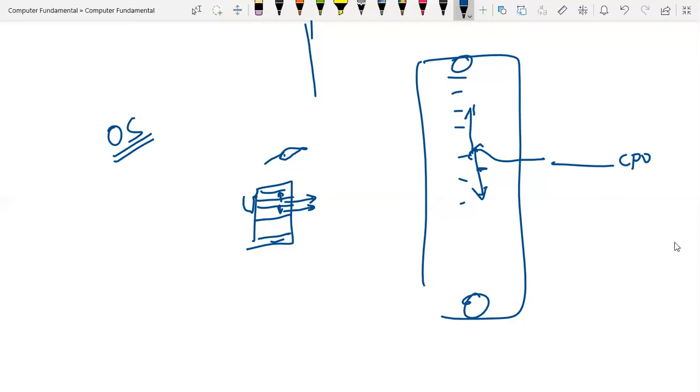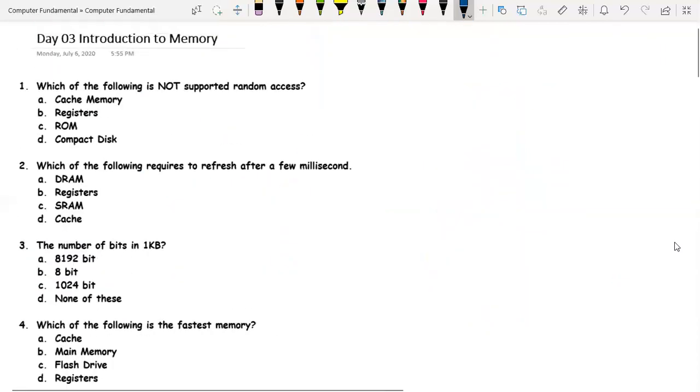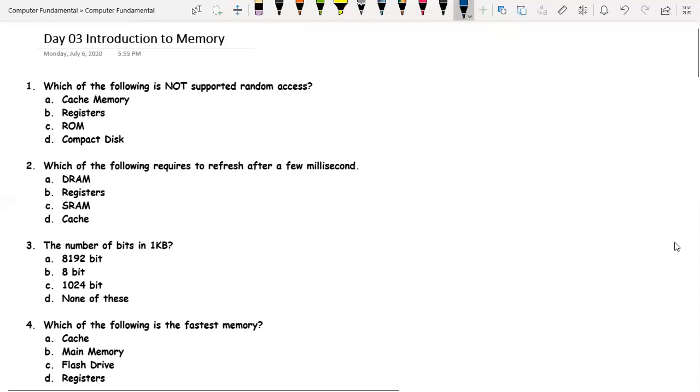All right, so let's solve some quiz questions. Okay, the quiz. Which of the following does not support random access?